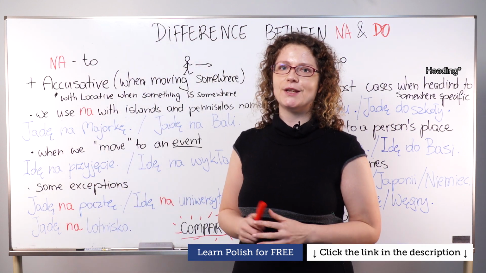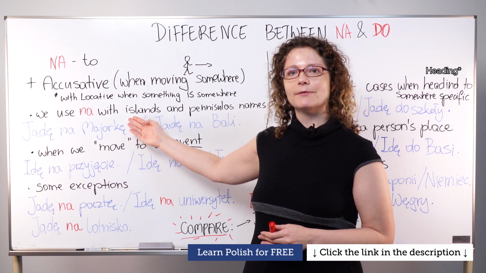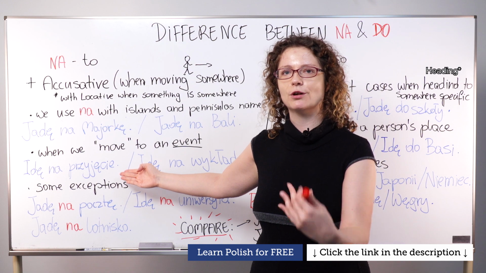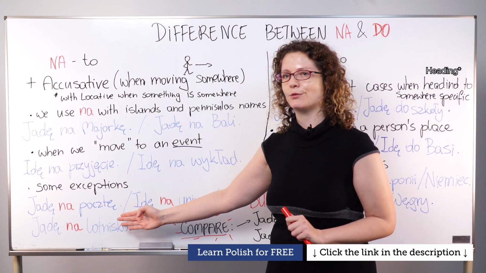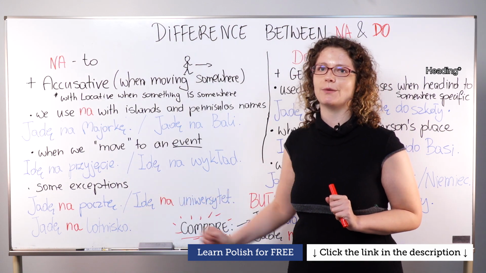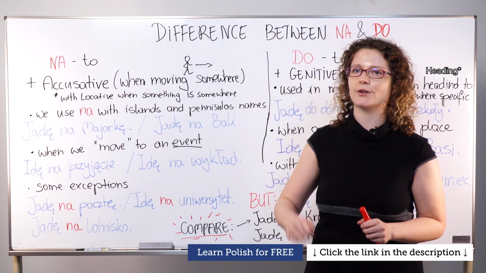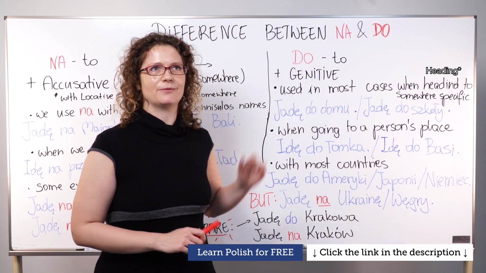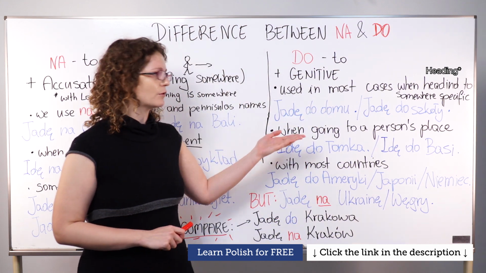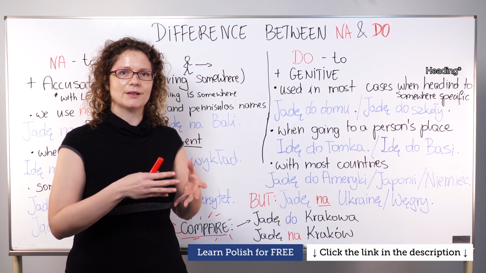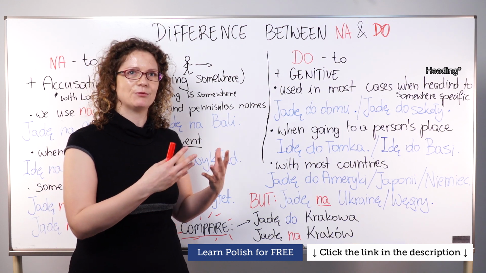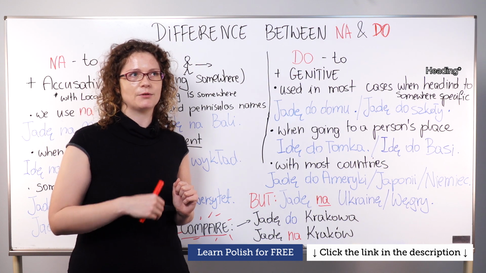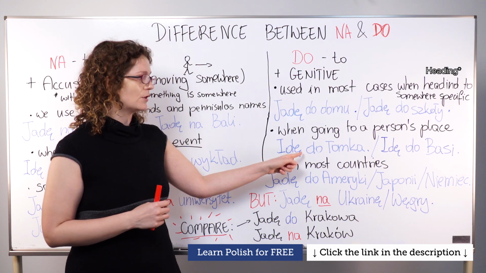And na is used with names of islands, peninsulas, or when we go to an event. And then here are those three exceptions I want you to remember, which is post office, airport, and university. While do is used in most of the other cases. And also when we go to somebody's place, when we just say the name of this person. I'm going to Tomek's, I'm going to Marta's, and so on, we use do.